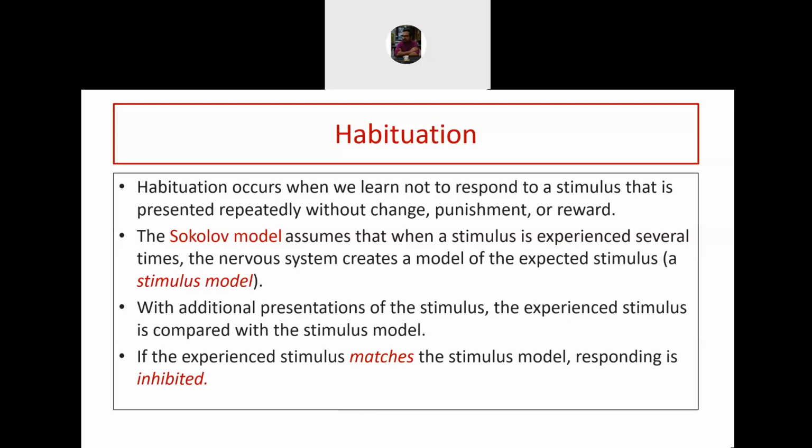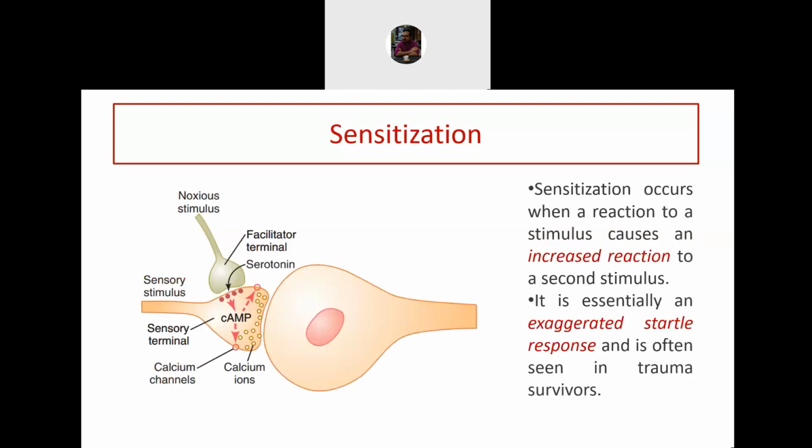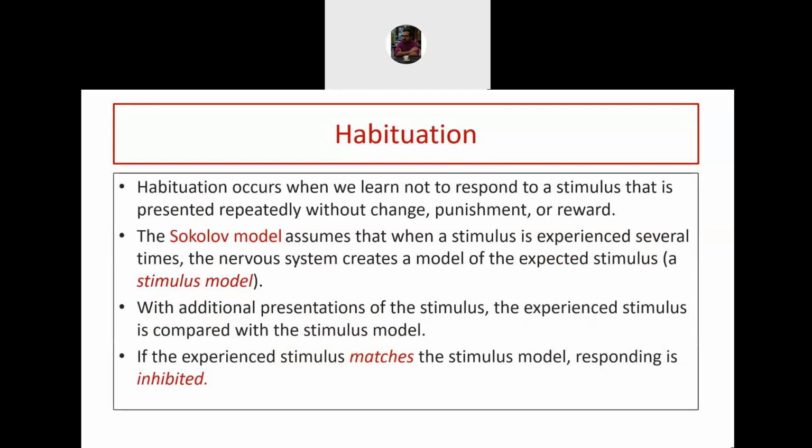Although the mechanism of sensitization is clear, that it is caused by a serotonergic neuron, the mechanism of habituation is not very clear. We know that the response gradually decreases, but how that decreases is not very clear. One important model was proposed by a scientist called Sokolov, and that's a very interesting model.